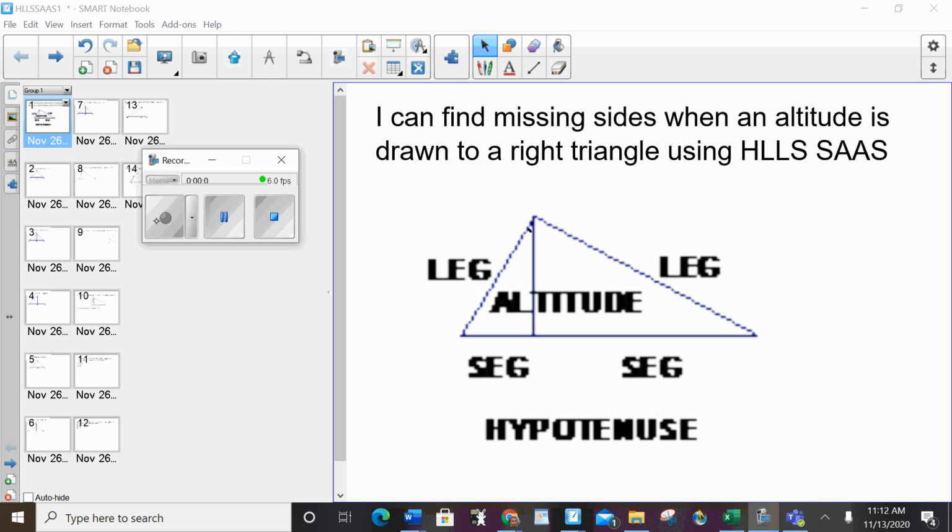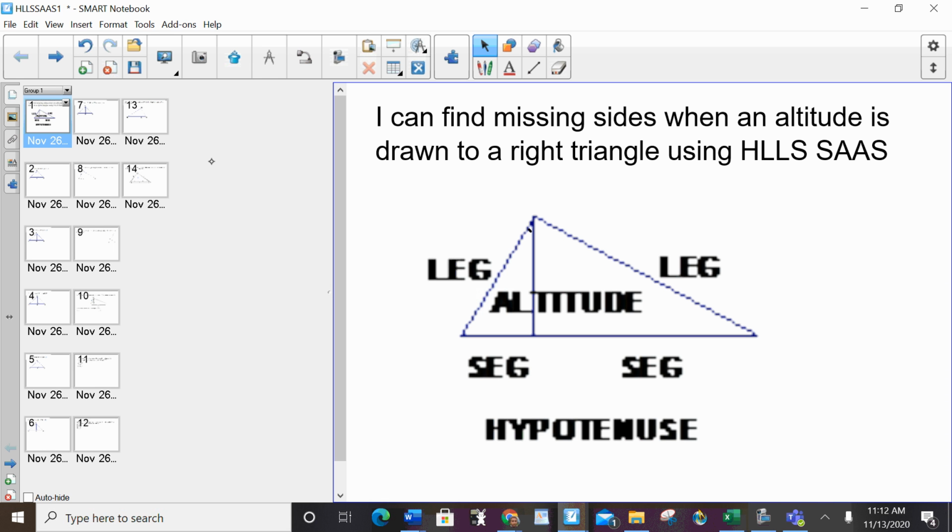Hello everybody, very important lesson today. I can find the missing sides when an altitude is drawn to a right triangle using Hill SAS. I call these Hill SAS problems, as do many other teachers.